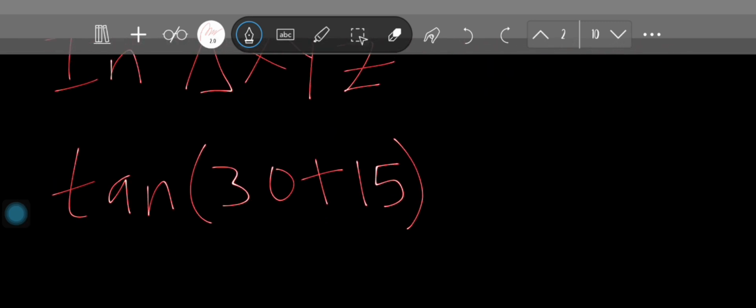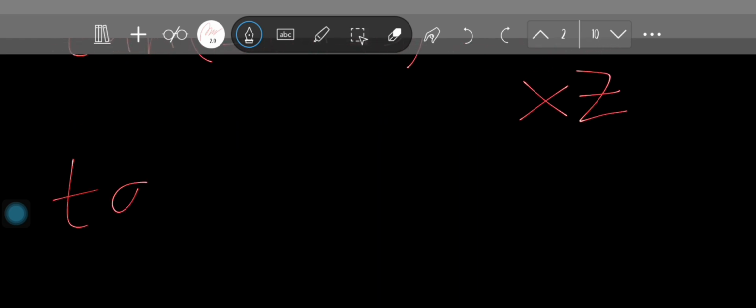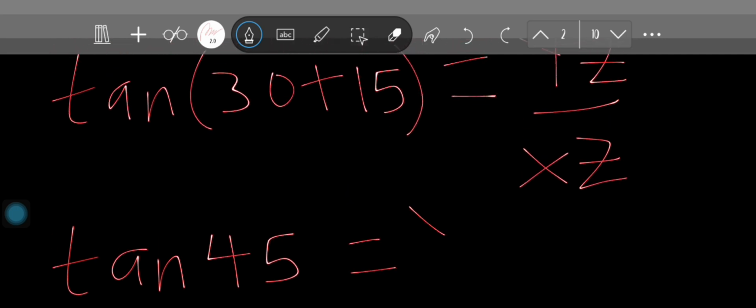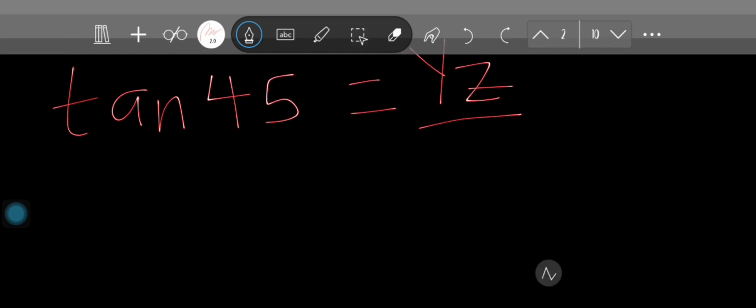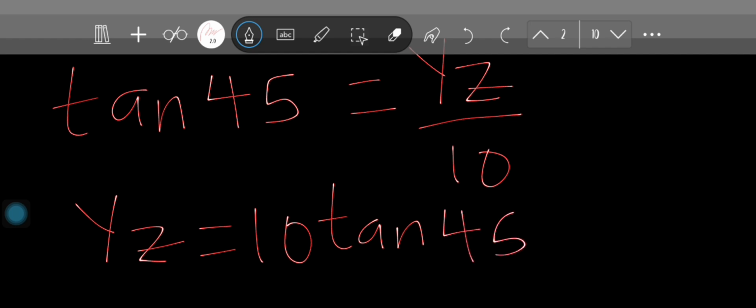So let's use it here. It equals yz over xz. That means we have tan of 30 plus 15, which is 45, equals yz over, and we know that xz is 10. So we have that yz equals 10 tan 45. Let's call this equation 2.